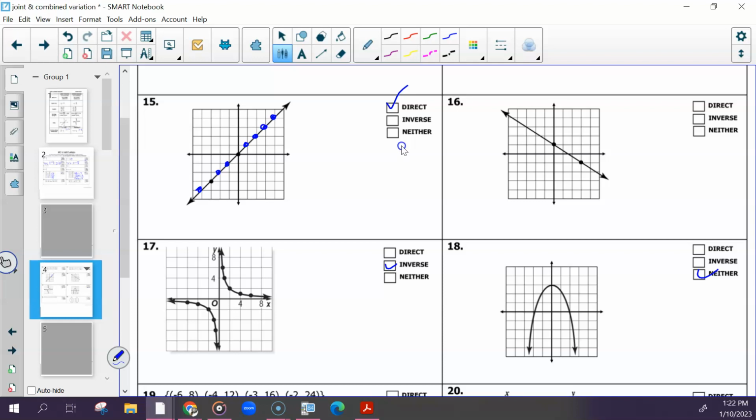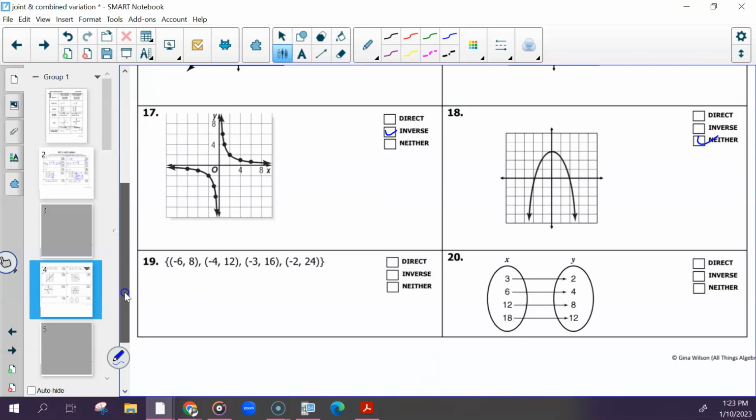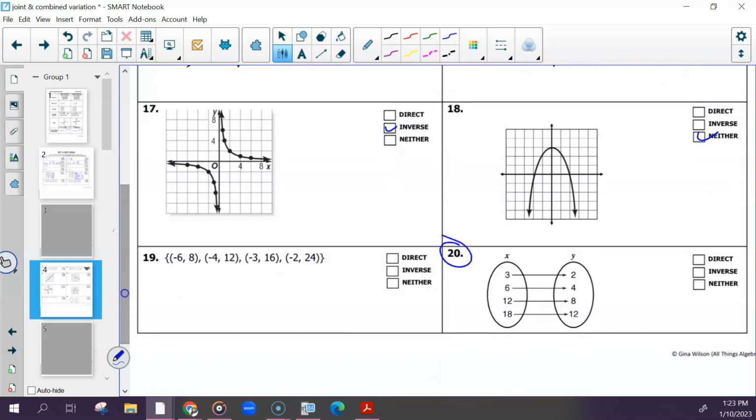Questions on any of those? Look on this page and the last page, see if there are any others you want to go over, have questions about before we move on. 18 we did, 20. Okay, so starting with 20.